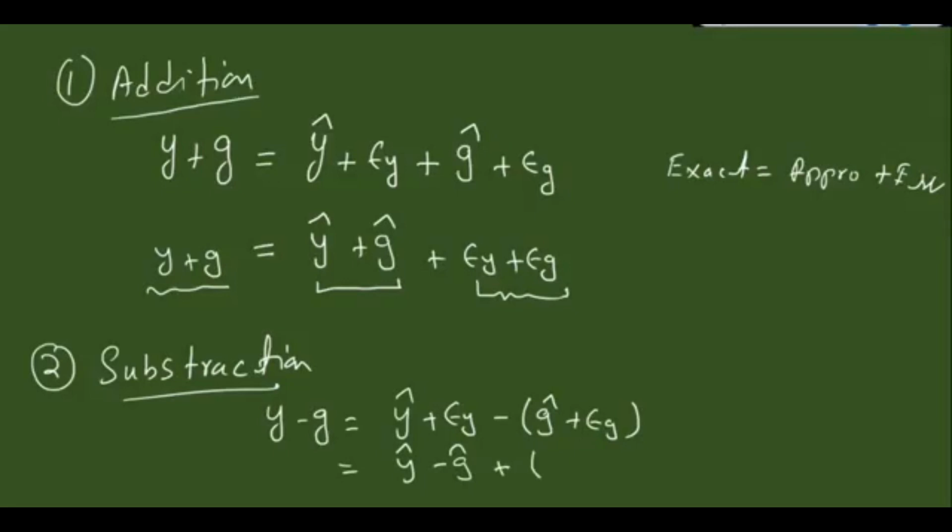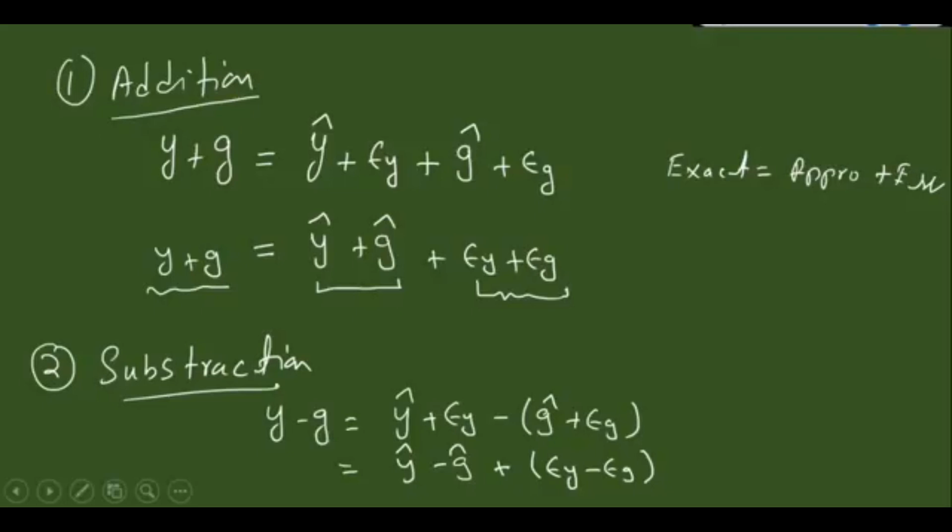plus, what I have to add, that's interesting, epsilon y minus epsilon g. So the behavior of the reading is still the same. The difference of the exact numbers is equal to the difference of the approximate ones, while the errors also get subtracted. Which means that if you have two numbers that contain error, and you want to add or in fact subtract these two numbers, you get an answer that contains the error, which is the difference of the individual errors.